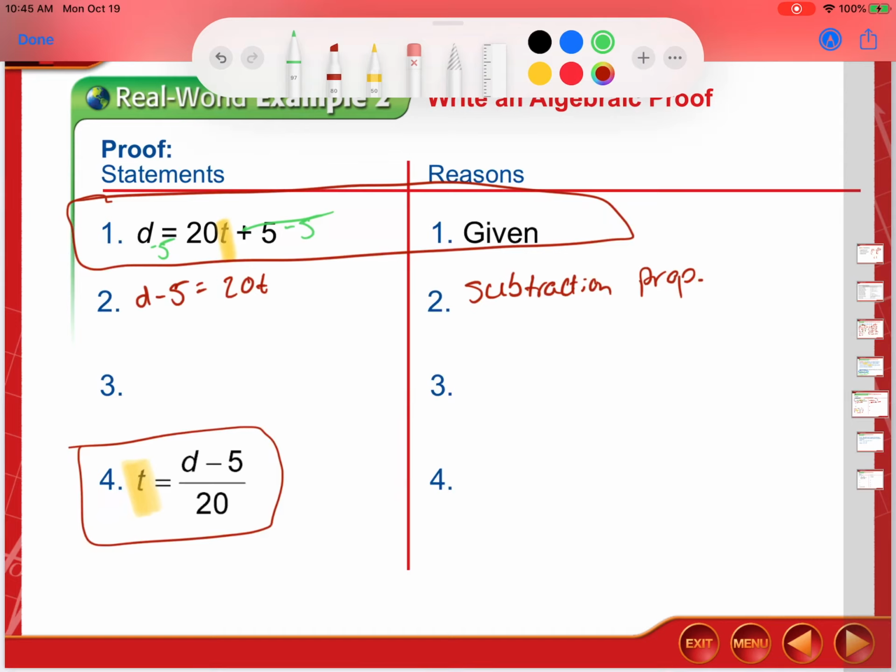All right? Now, second step, I need to get that t by itself on this left-hand side. So I need to get rid of this 20 out front. So it's saying 20 times t. I need it to just say t. So the opposite of multiplication is division. So I'm going to divide both sides by 20.